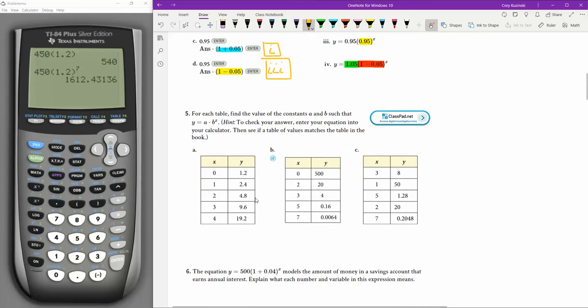For each table, find the values of the constants a and b such that y equals a times b to the power of x. To check your answer, enter your equation into your calculator, and then we'll see if this table matches. So we're going to go y equals our starting value, which is 1.2.